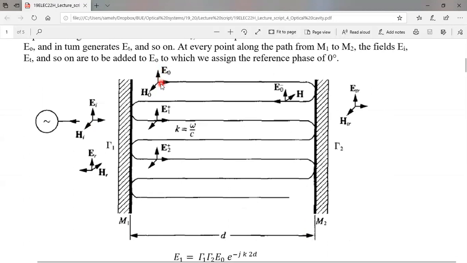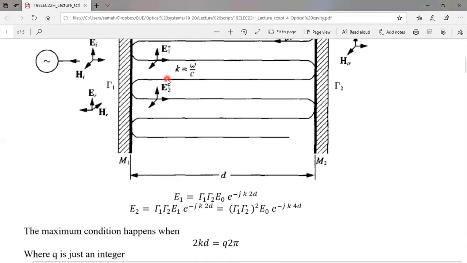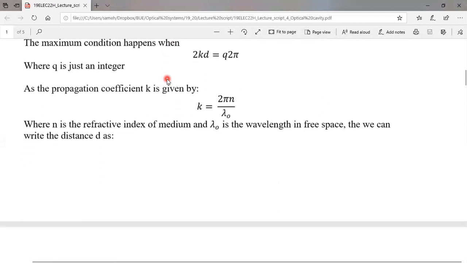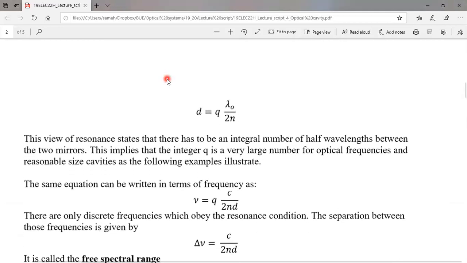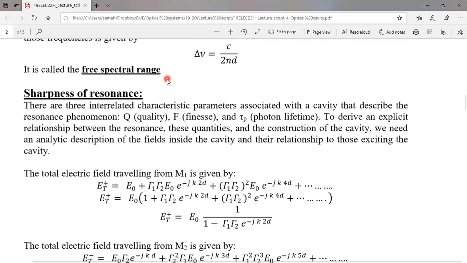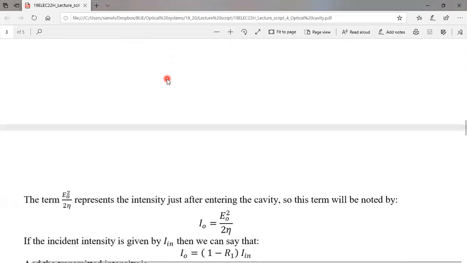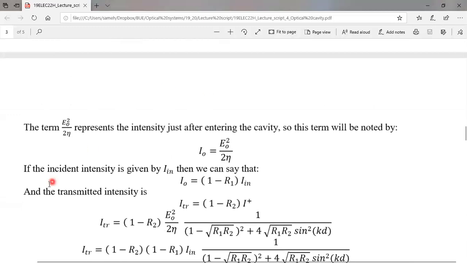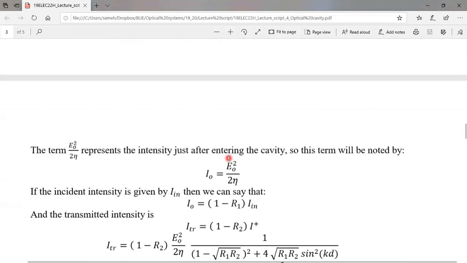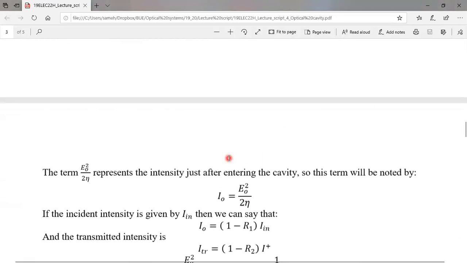So what about the intensity? E node is an electrical field. Then what is the intensity? The intensity is simply E node square over 2 gamma. So the intensity of the first initial electromagnetic field just after the border of the cavity can be represented by the term I node, where I node equals E node square over T2. Very simple. Now let's return back to the optical cavity.